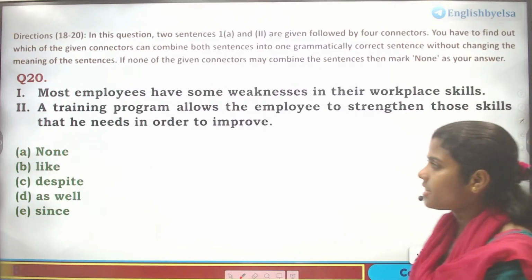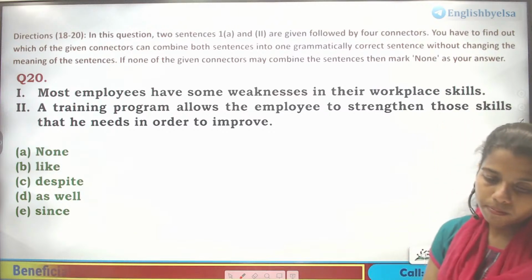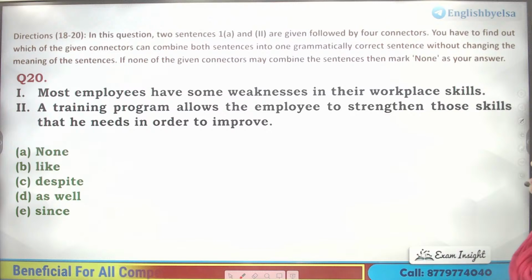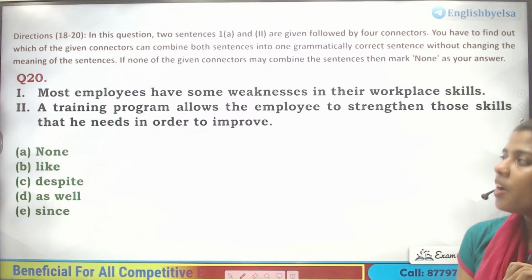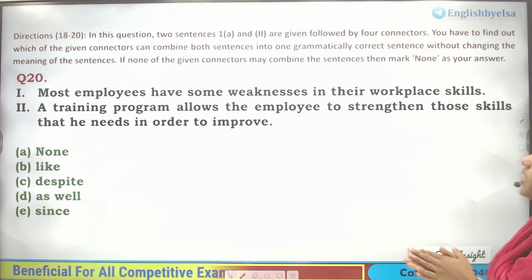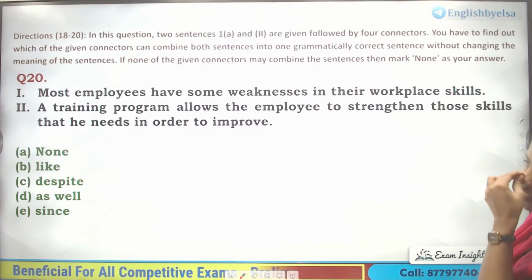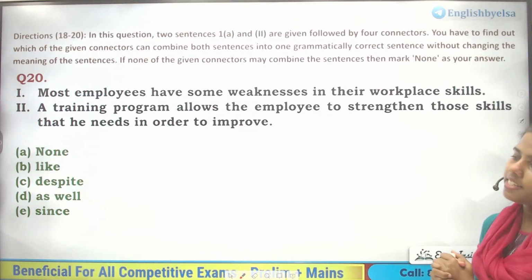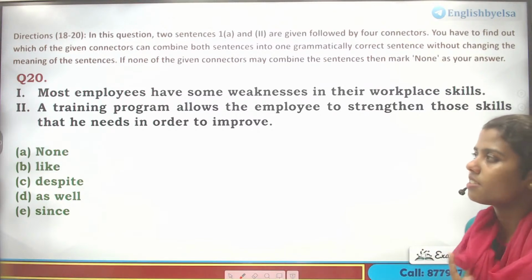Last question of this set. Most employees have some weaknesses in their workplace skills. A training program allows the employee to strengthen those skills that he needs in order to improve. Like, despite, as well, since.